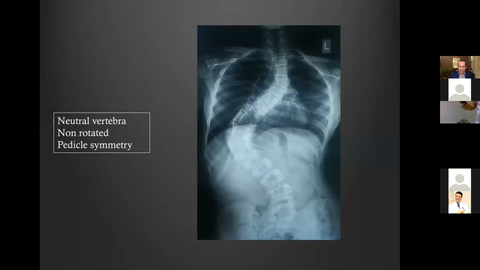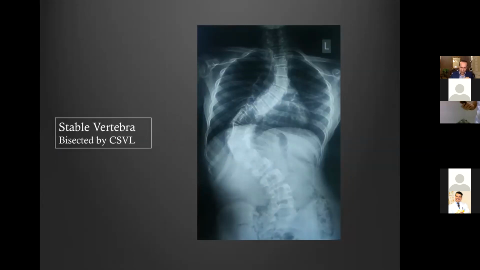The other important sign is the neutral vertebra. The neutral vertebra is the non-rotated one. If you see in this X-ray, this is rotated toward the left, this is rotated toward the right, and this is the neutral between them. This is the neutral vertebra, with pedicle symmetry, which is an important vertebra in our planning for surgery. And the last one is the stable vertebra, which is the vertebra bisected by the central sacral vertical line, which in this case is the L4 vertebra. And this is the stable vertebra in all cases.